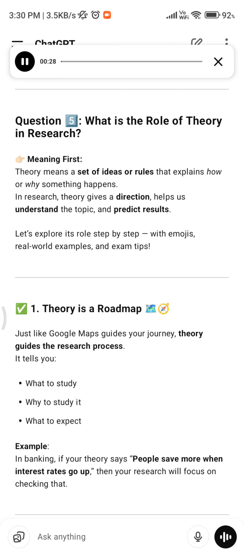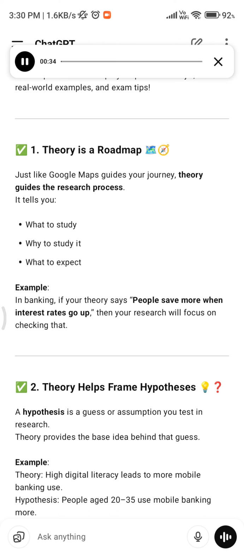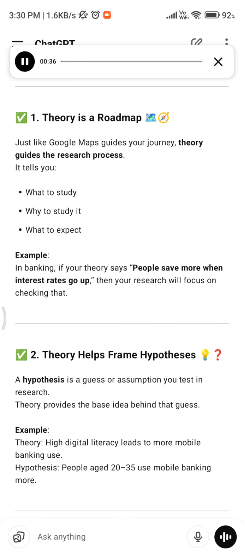1. Theory is a roadmap. Just like Google Maps guides your journey, theory guides the research process. It tells you what to study, why to study it, what to expect. Example, in banking, if your theory says people save more when interest rates go up, then your research will focus on checking that.